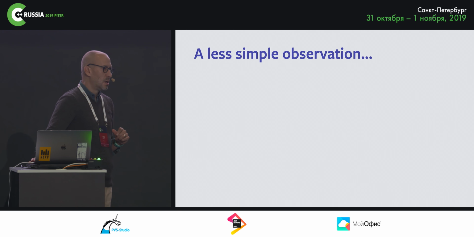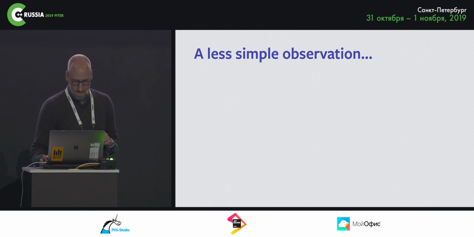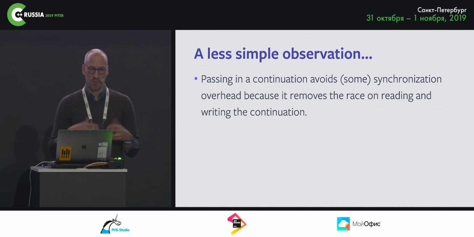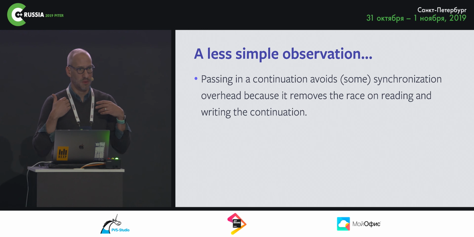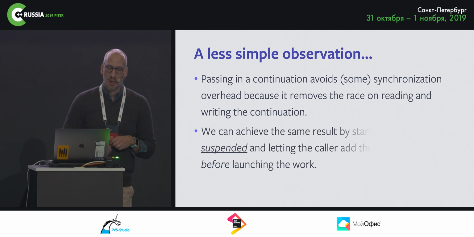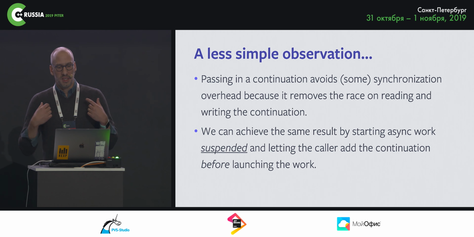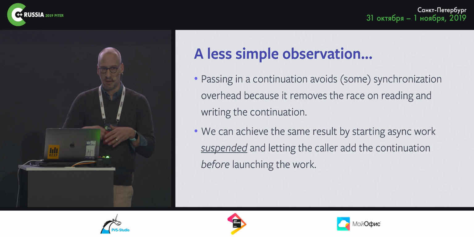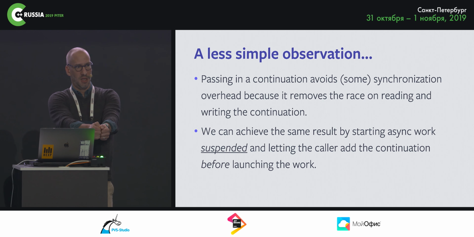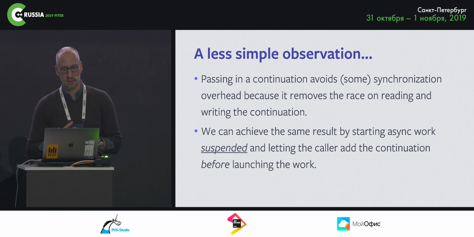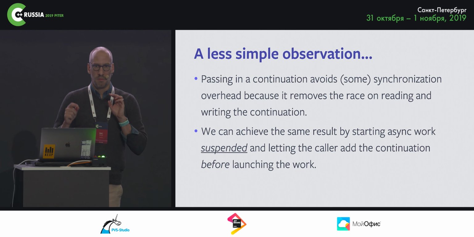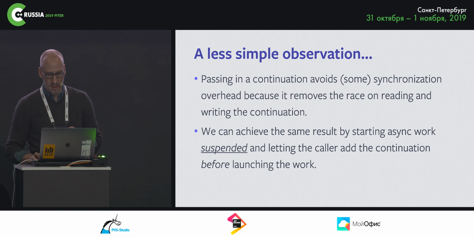So let's make a less simple observation. Passing the continuation in avoids some of the synchronization overhead because it removes the race on reading and writing the continuation. You write the continuation before you launch the operation, so there's no race condition. We can achieve the same result by starting the async work suspended, giving it back to the user. Here is a handle to work that hasn't started yet. You are free to add a continuation and then launch it whenever you feel like it. That is sender and receiver, fundamentally.